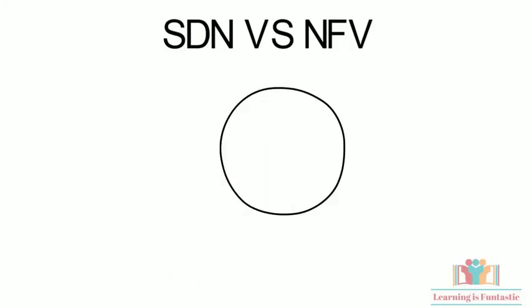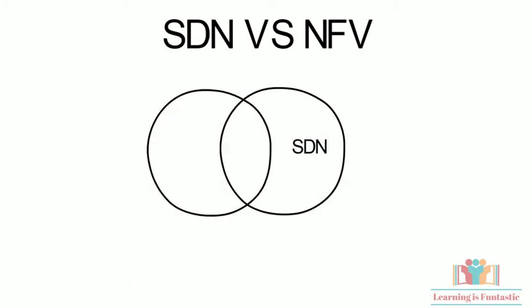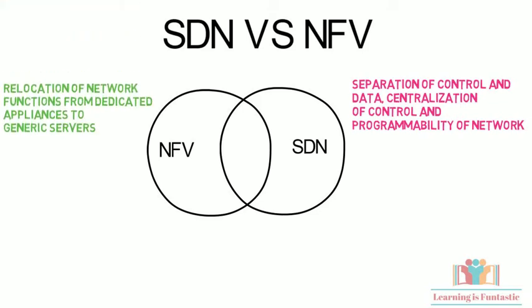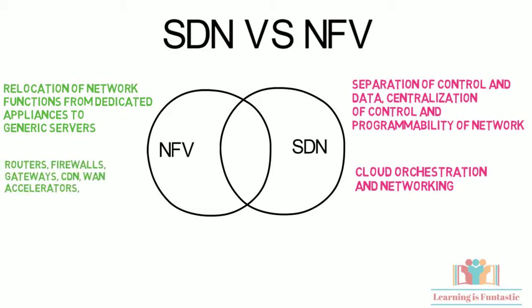Let's compare SDN and NFV. SDN is separation of control and data, centralization of control and programmability of network. Whereas NFV is relocation of network functions from dedicated appliances to generic servers. SDN offers cloud orchestration and networking. Whereas NFV offers virtual routers, firewalls, gateways, CDN, WAN accelerators.